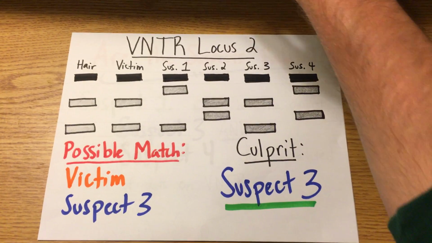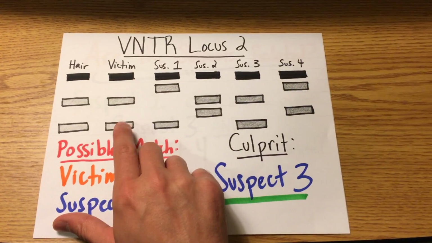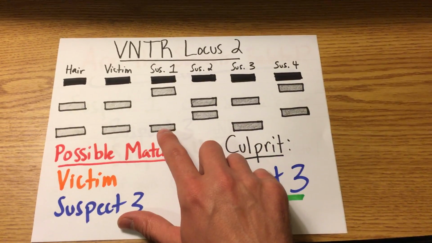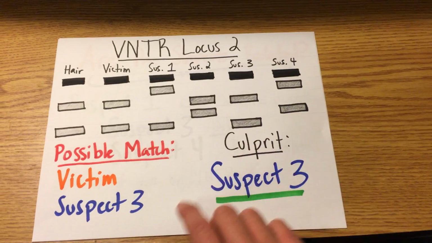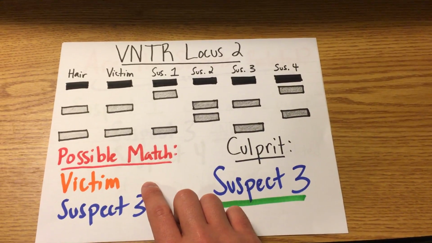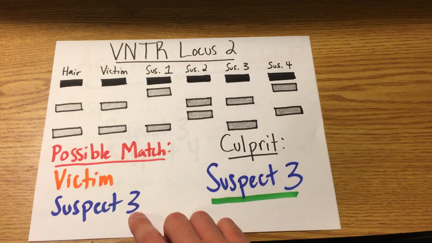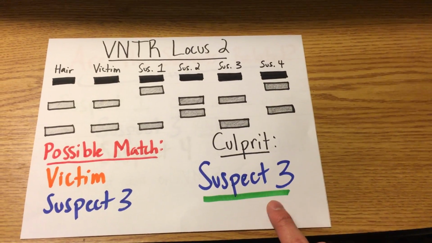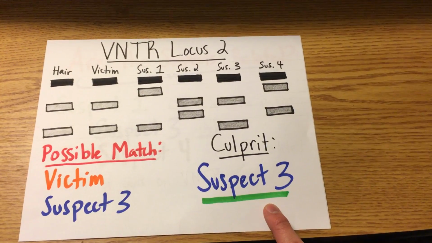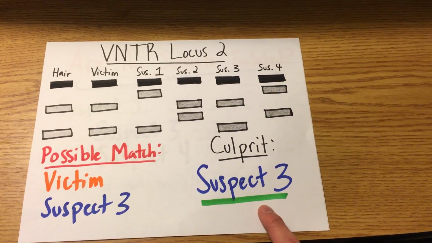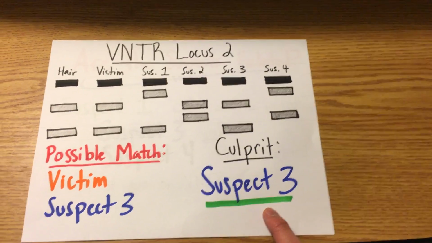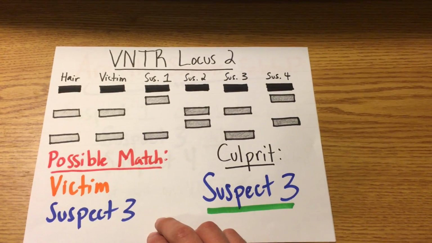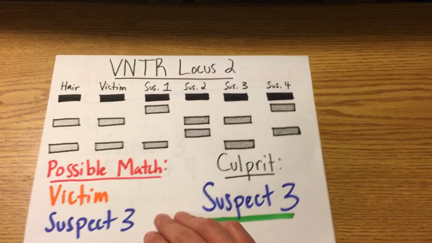So for the second locus, the hair matches the victim, and it also matches suspect 3, while excluding suspects 1, 2, and 4. So for this locus, the possible match would be the victim as well as suspect 3. And so since suspect 3 was the only match for both loci, they are the culprit of leaving the hair at the scene. So more likely than not, the hair will belong to suspect 3.